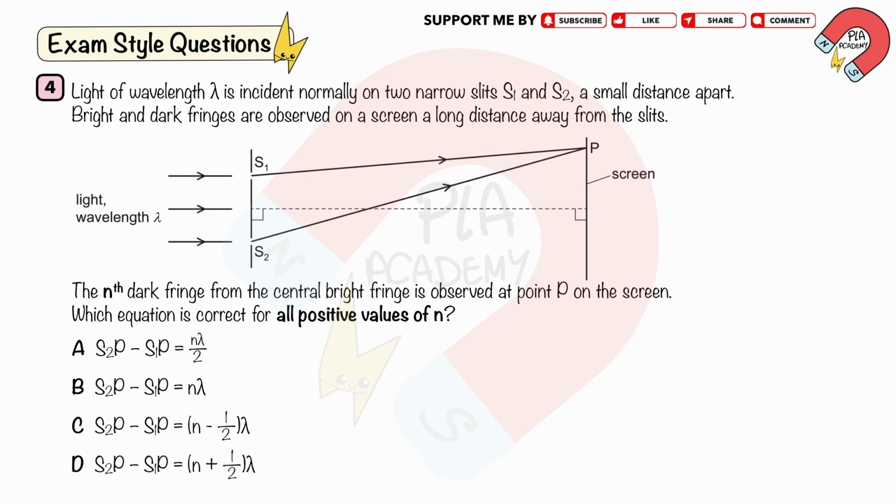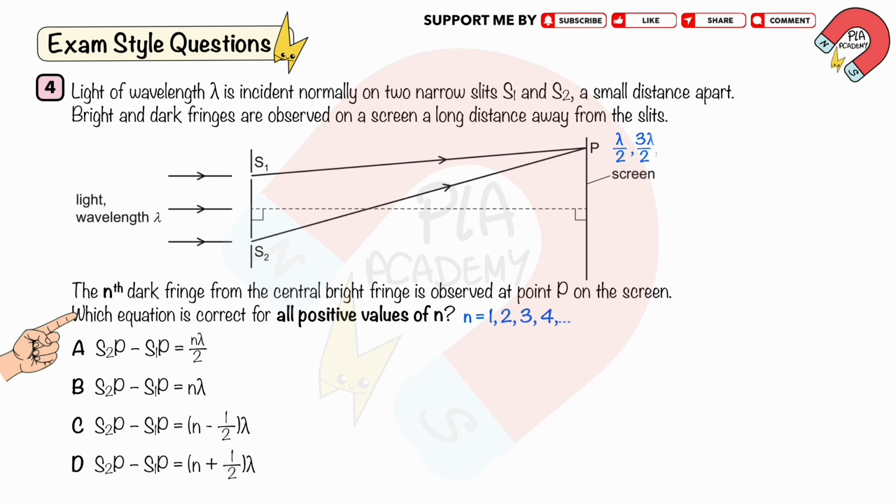Exam style question 4. Light of wavelength lambda is incident normally on two narrow slits S1 and S2, a small distance apart. Bright and dark fringes are observed on a screen a long distance away from the slits. The Nth dark fringe from the central bright fringe is observed at point P on the screen. Which equation is correct for all positive values of N? All positive values of N equals 1, 2, 3, 4, and so on.